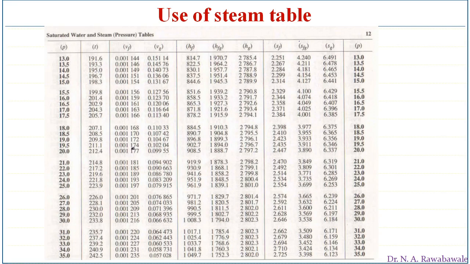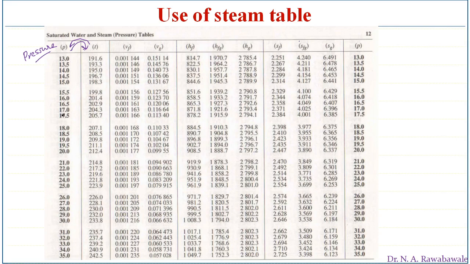Similarly, properties of steam are also arranged on the basis of pressure. Corresponding to the pressure, just like in the previous table, where the properties we took were on the basis of temperature, these two columns are interchanged. Only the first column is made the second column and the second column is made the first column.